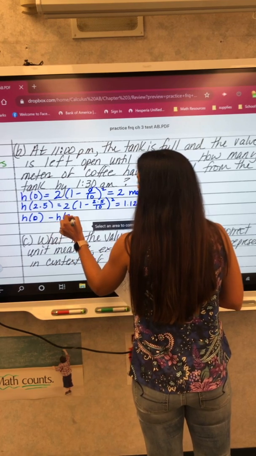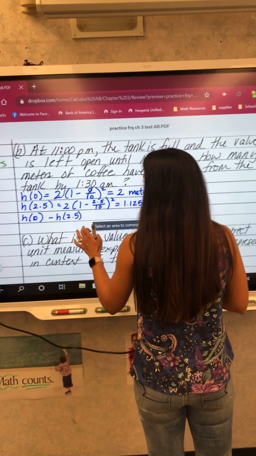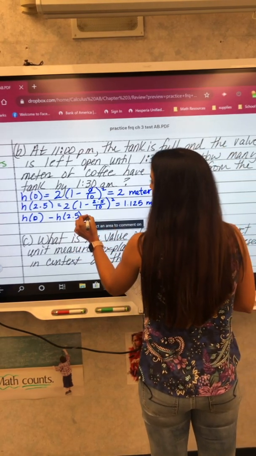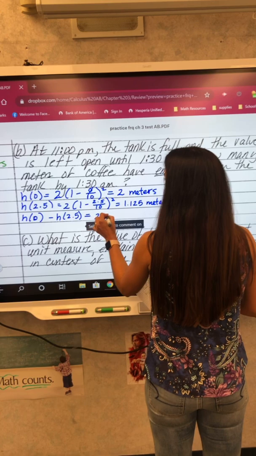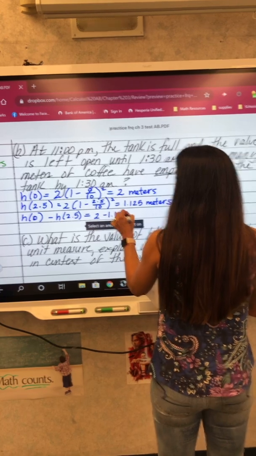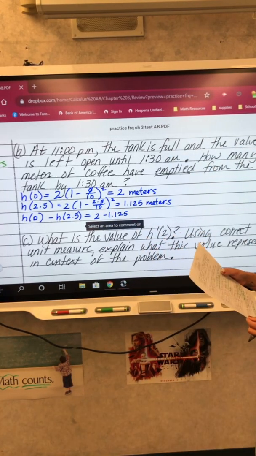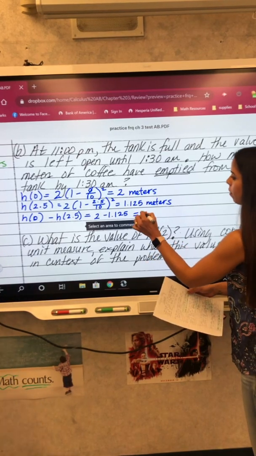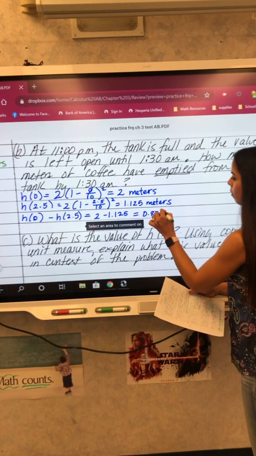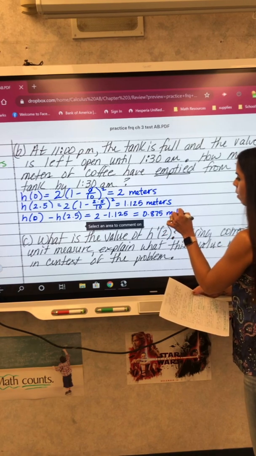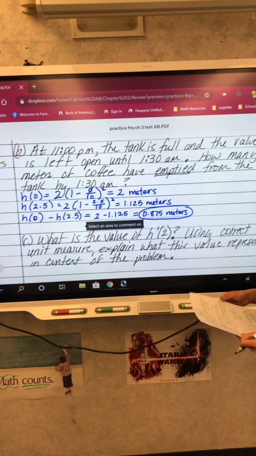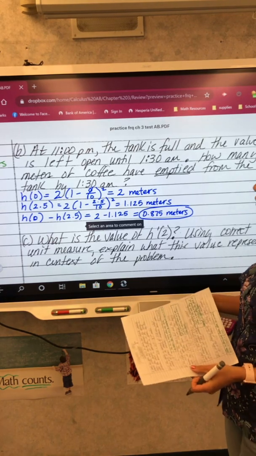H of 2.5. Okay, equals, well, we'll have 2 minus 1.125, and 2 minus 1.125 ends up being 0.875. So that means there's going to be 0.875 meters of coffee emptied from the tank at 1:30 a.m.